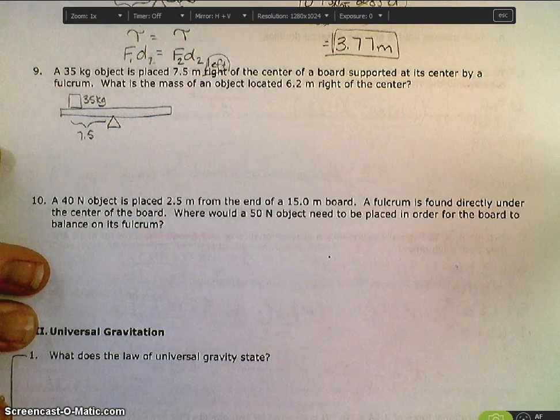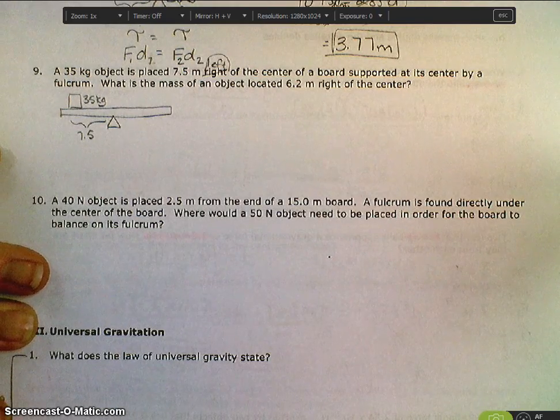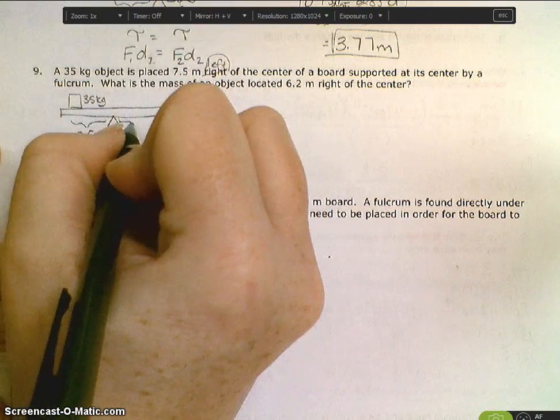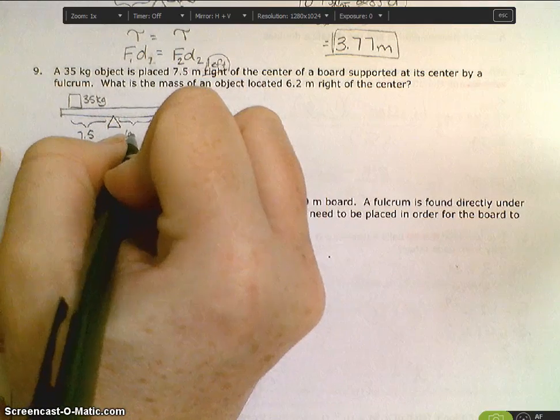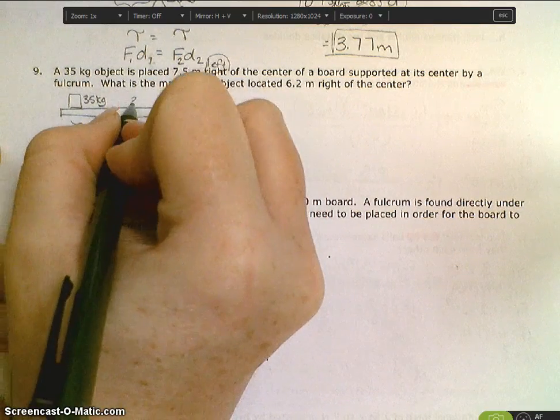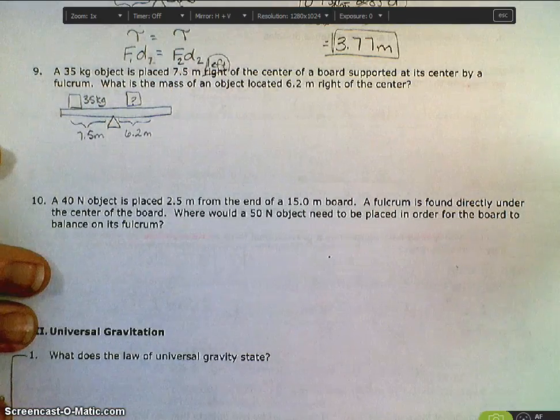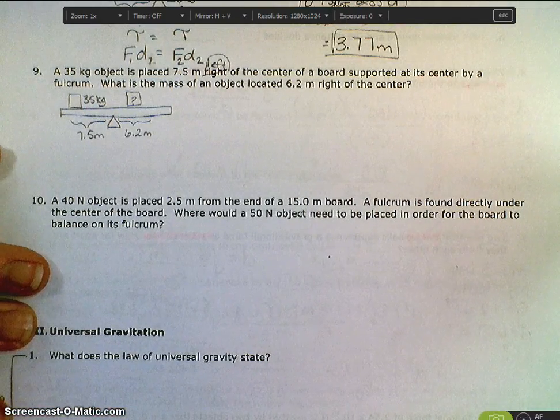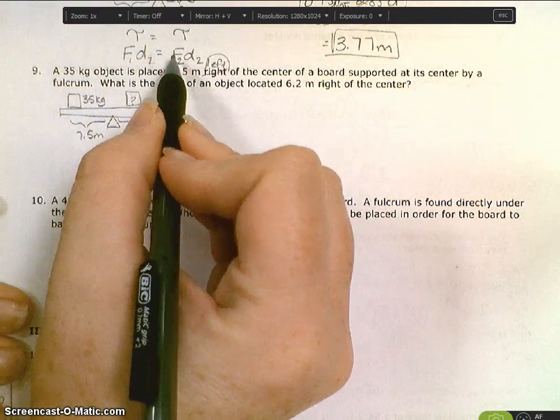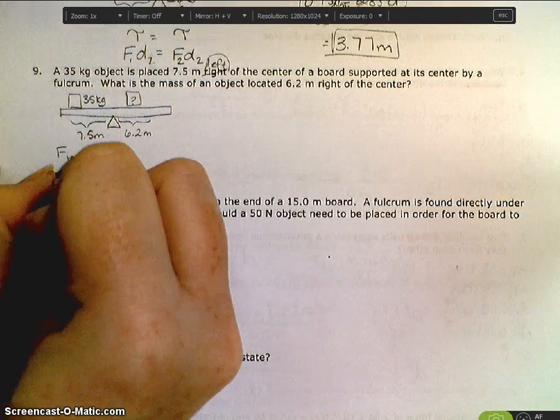We want to know what the mass of an object that balances it would be if that object sat a little bit closer, 6.2 meters instead. So we want to know, how big is this box sitting here? Well, there's a nice little trick that we can do. Remember, I'm just going to take this equation right here, put it down.